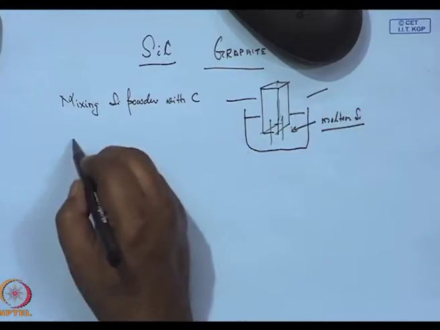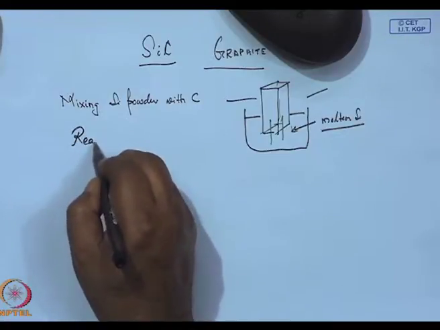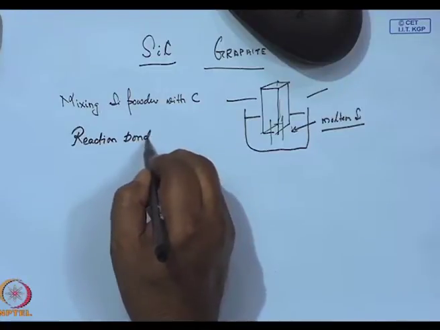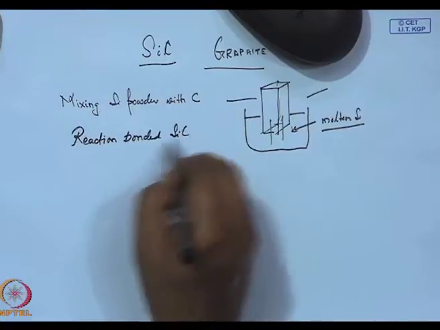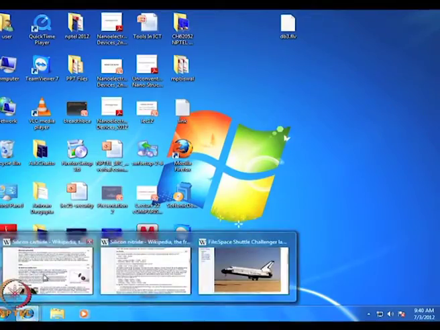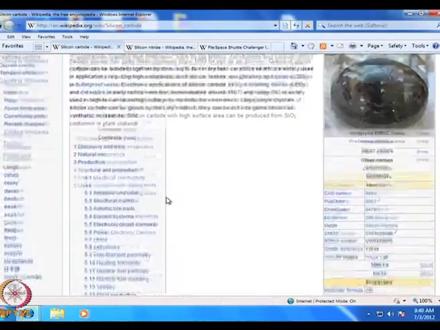Now, there are various processes of forming silicon carbide. This is one process. There is reaction bonded silicon carbide, all of which you can find, whose reference to which you can find in this particular paper, in this particular Wikipedia article.